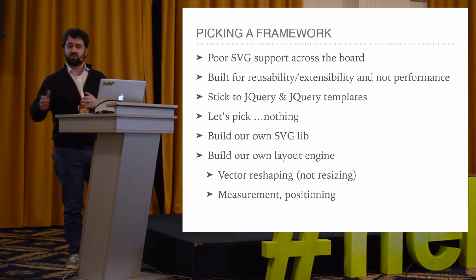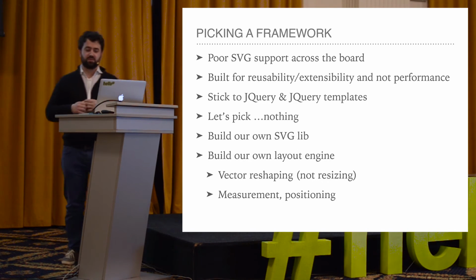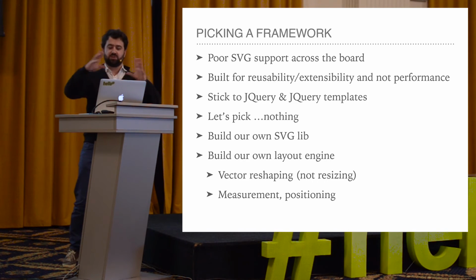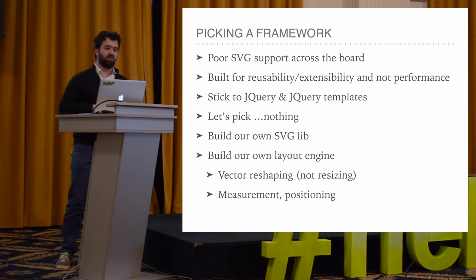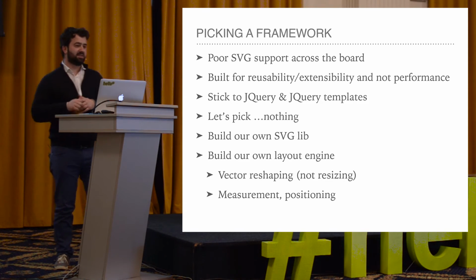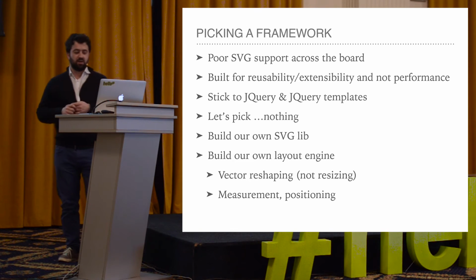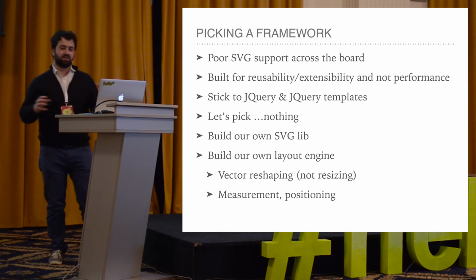We'd just stick to jQuery and jQuery templates for rendering stuff on screen and views, and build our own layout engine, because SVG is positioned in an absolute way. So we built our own layout engine with our own layout vocabulary, very similar to CSS, I guess. And that layout engine would deal with vector reshaping. We didn't want just to scale things, but also to resize them physically. If you worked with SVG, you know what I mean.